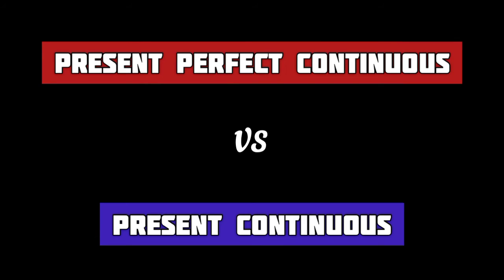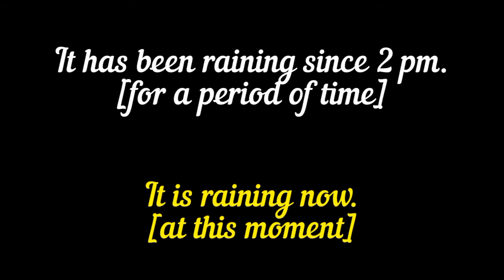Now let's compare the present perfect continuous tense with the present continuous tense. They are both continuous tenses, but what's the difference between them? It has been raining since 2 p.m. Has been raining is in present perfect continuous tense. This tense shows that the rain started at 2 p.m. in the past and it is still raining. The activity of raining has been in progress for a length of time now.